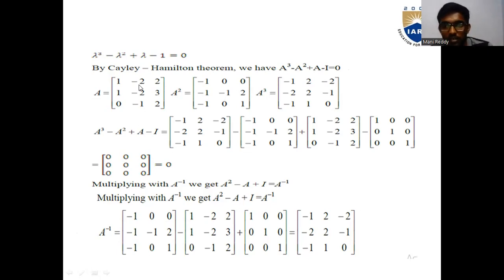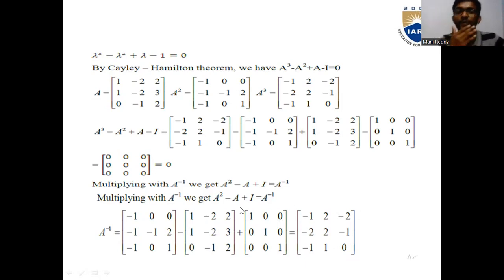The A matrix is given, so we substitute it in A square minus A plus the identity matrix. Here minus 1 minus of minus 1 is 0, and 0 plus 1. Then minus 1 minus 1 is minus 2, and minus 2 plus 1 is minus 1. All the other elements we do the same way, and we get the A inverse matrix.